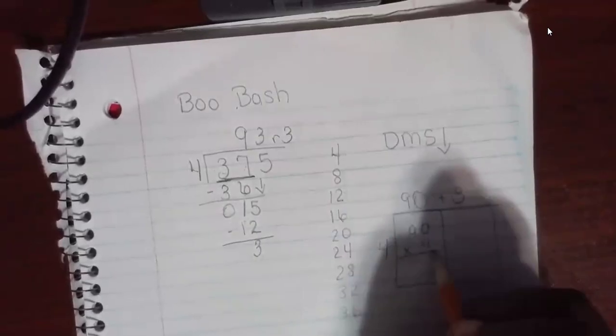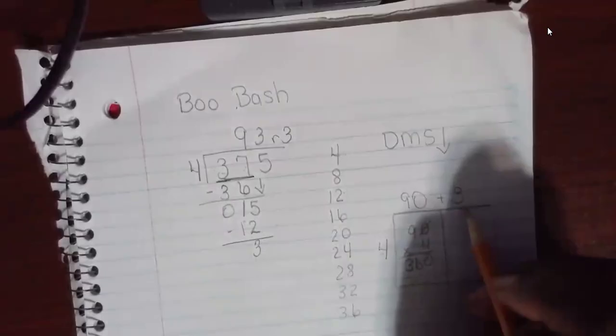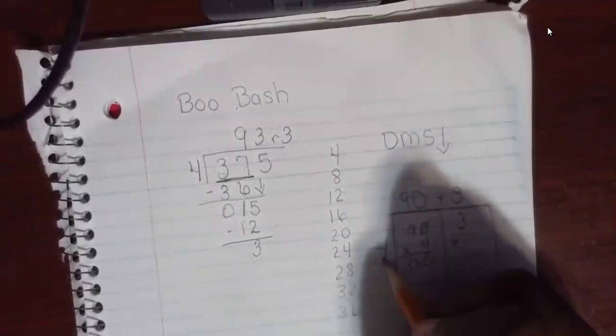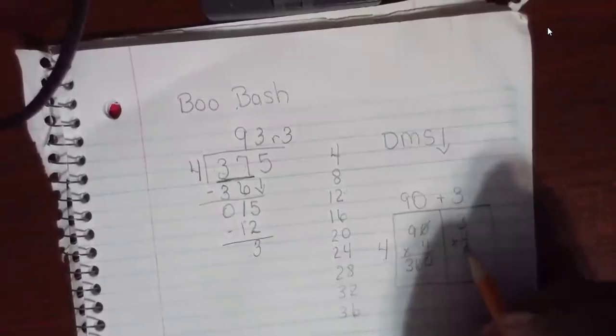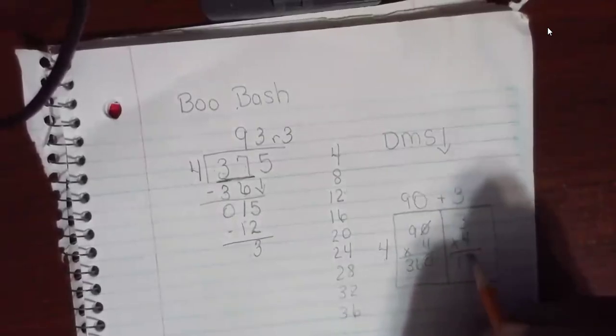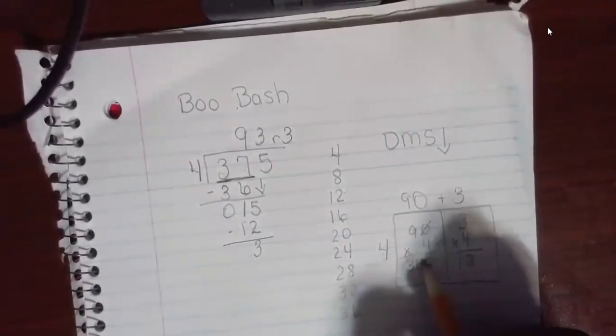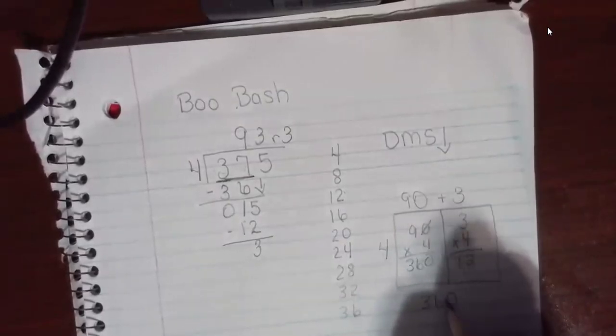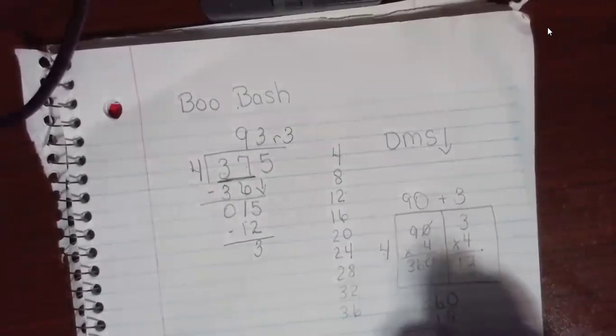In my first box, I'm going to go to the top and get my length, times, go to the side and get my width. 0, 36. Then I'm going to the top and get my length, times, go to the side and get my width. 4 times 3, 12. Now these are called partial products. So I'm going to add them together to get my product.